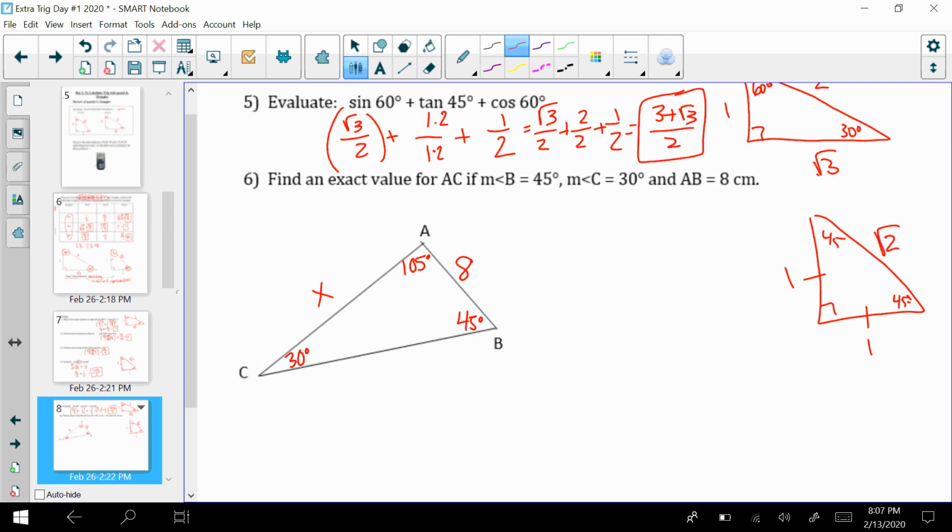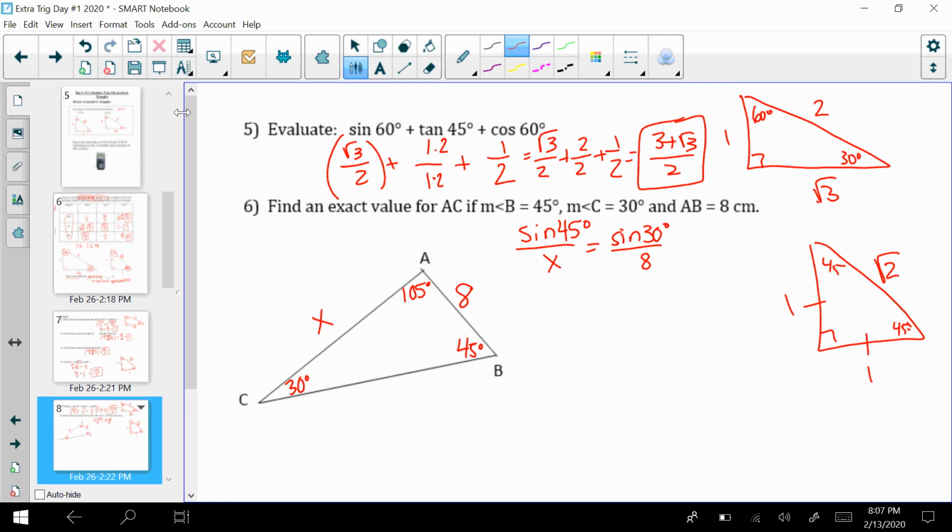So what you're going to have to do here is you have to use law of sines, except it's going to be non-calculator. Oh, that's awesome. So it's going to be sine 45 over x equals sine 30 over 8. The reason that we can do this non-calculator is because we know what these are. So I'm going to replace those with sine 45 degrees is opposite over hypotenuse, 1 over radical 2 over x equals sine 30, opposite over hypotenuse, is 1/2 over 8.